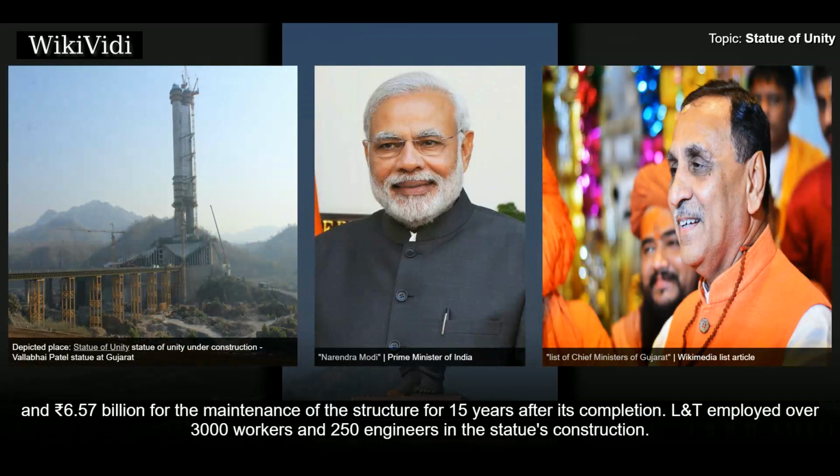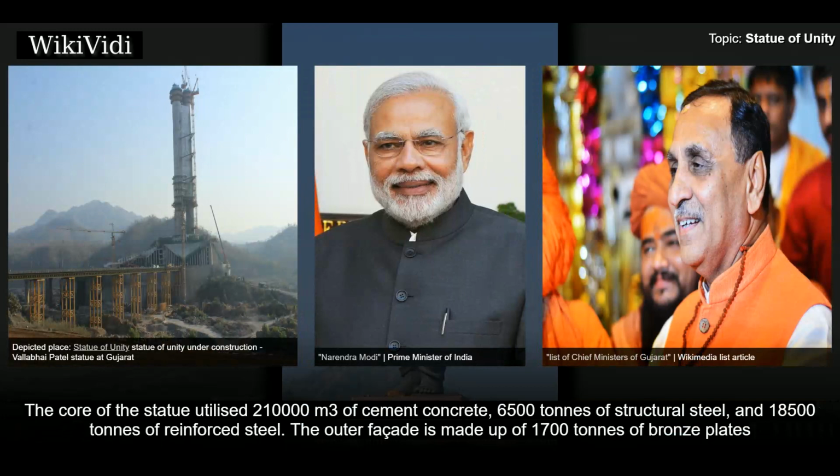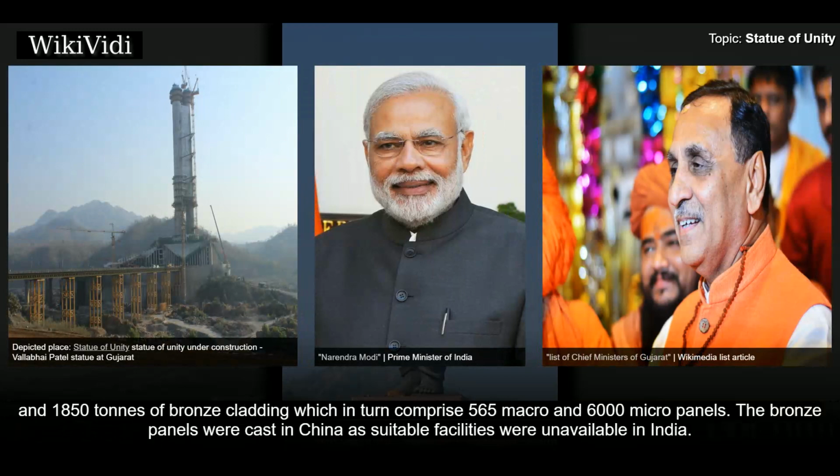L&T employed over 3,000 workers and 250 engineers in the statue's construction. The core of the statue utilized 210,000 cubic meters of cement concrete, 6,500 tons of structural steel, and 18,500 tons of reinforced steel. The outer facade is made up of 1,700 tons of bronze plates and 1,850 tons of bronze cladding, which in turn comprise 565 macro and 6,000 micro panels. The bronze panels were cast in China as suitable facilities were unavailable in India.